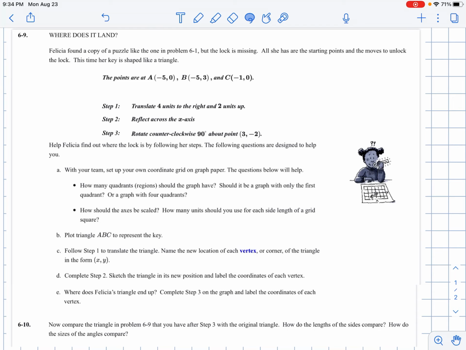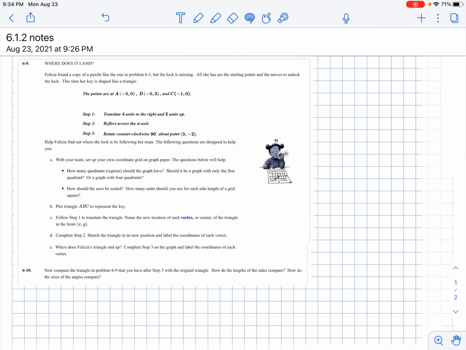This time, her key is shaped like a triangle, which is something that's going to be much more common for our transformations. The points are at A, B, and C: (-5, 0), (-5, 3), and (-1, 0). So first thing we're going to do is go ahead and graph that.